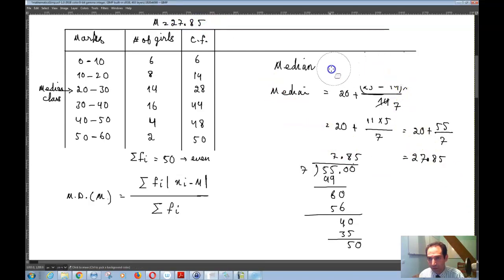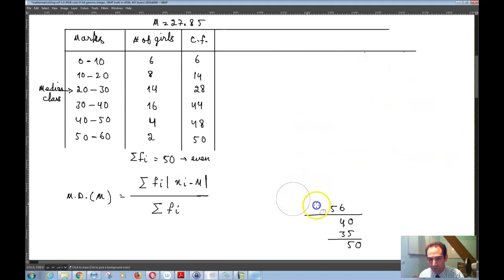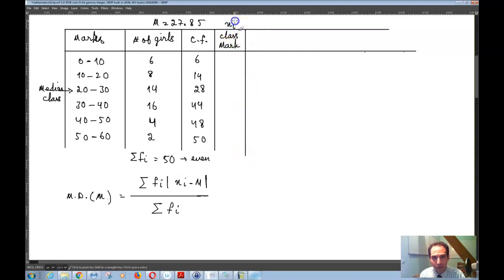So now that you know your median, you need to calculate other things. For example, you need to calculate x of i minus m, but you don't know your x of i, so you need to calculate your class marks. Of course, this class mark doesn't have anything to do with the marks scored by students in an examination.